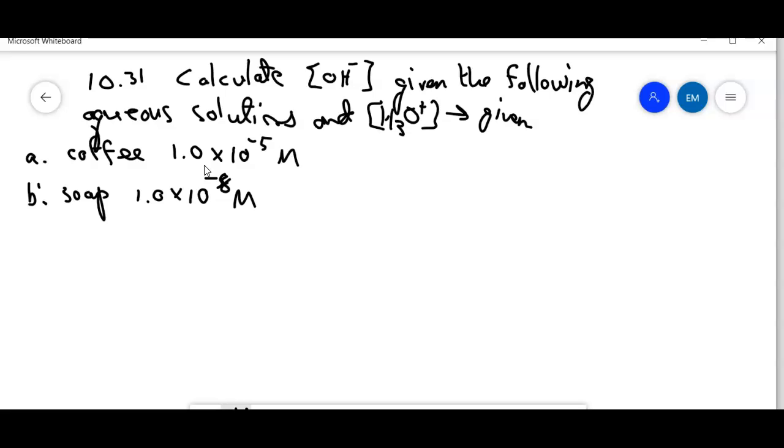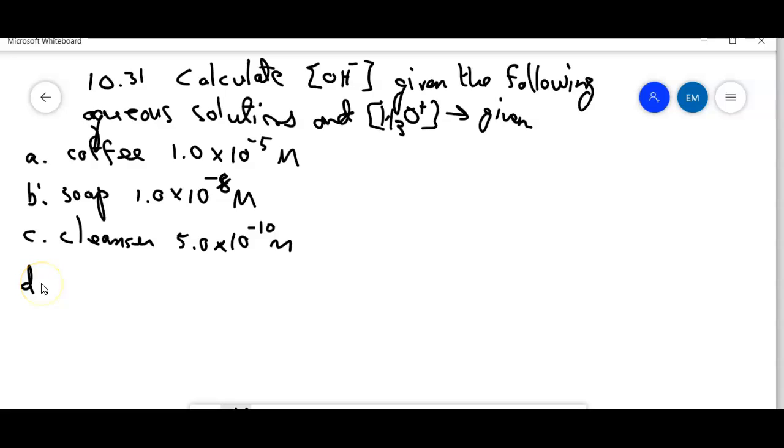Okay, and I'm looking at these things, and 10 to the minus eighth molar for soap makes a lot of sense, because you can see that it's basic. Then cleanser. They're not asking you here to say whether it's acidic or basic, though. Cleanser is 5.0 times 10 to the minus 10th molar.